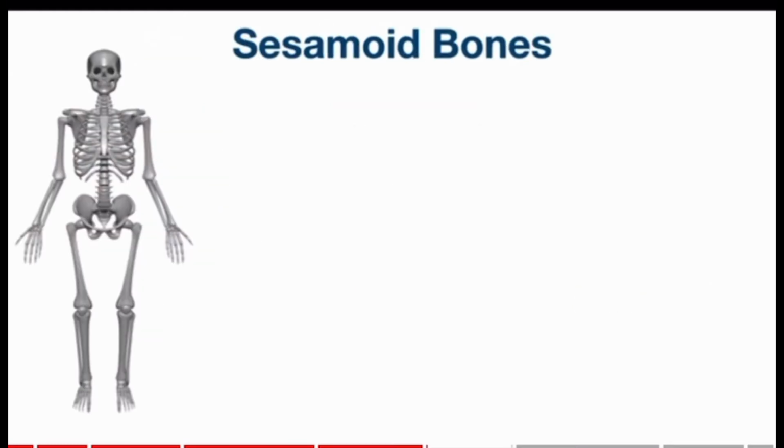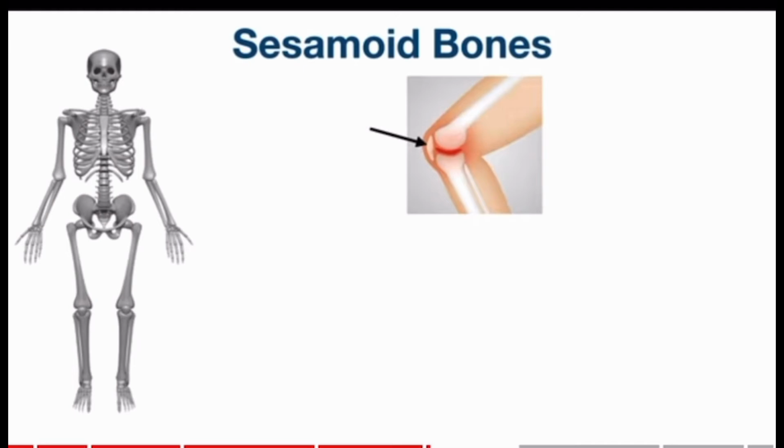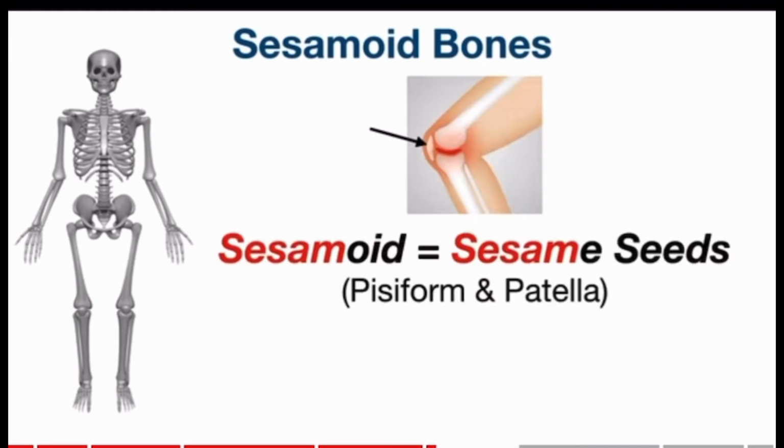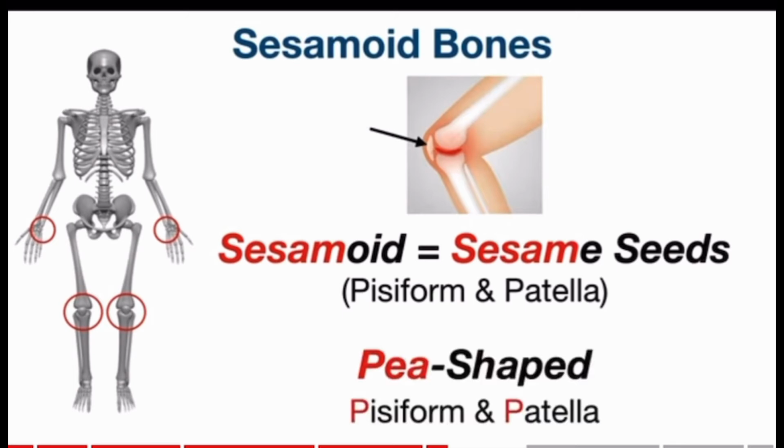Let's move on to the sesamoid bones. The sesamoid bones get their name for resembling a sesame seed. The trick for sesamoid bones is to use the first part of the word to remember sesame seeds. This will help you remember the seed-shaped pisiform and patella bones. The other cool trick is you can think of sesamoid bones as being pea-shaped, and ironically the pisiform and patella both start with the letter P.